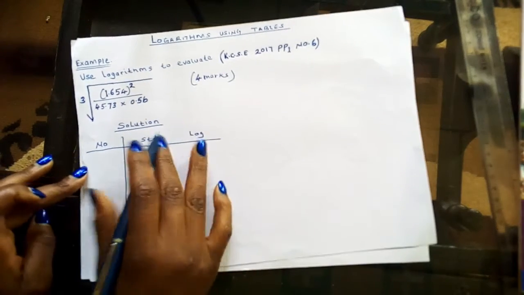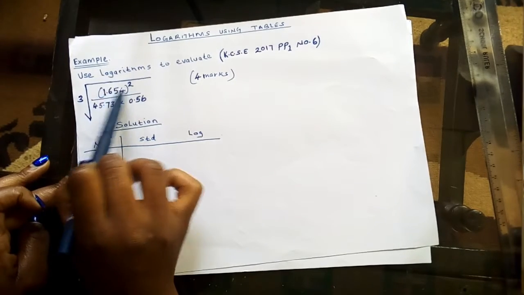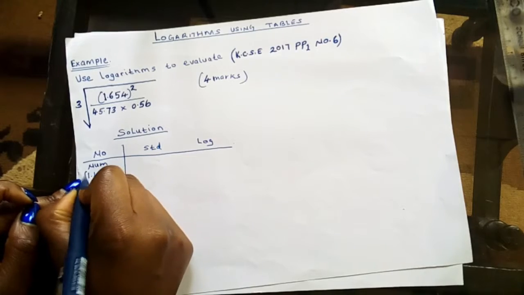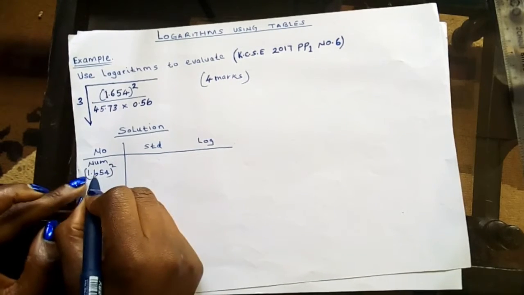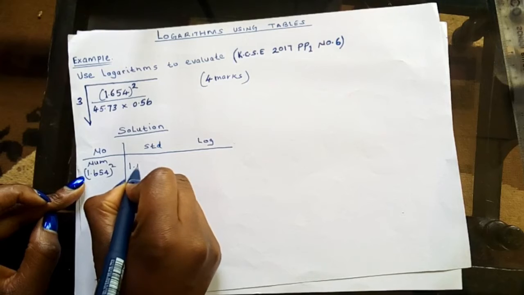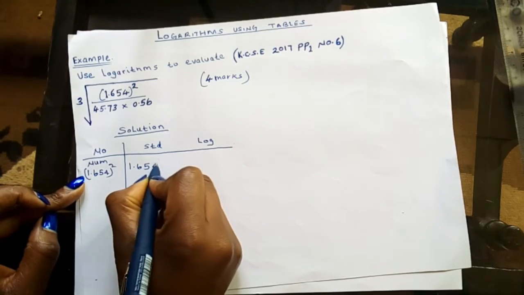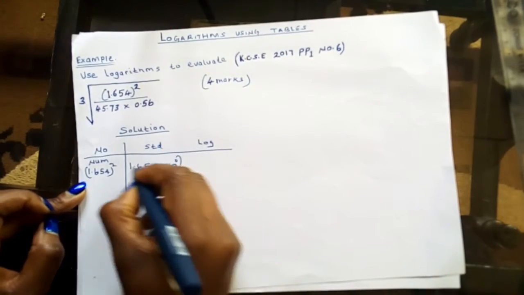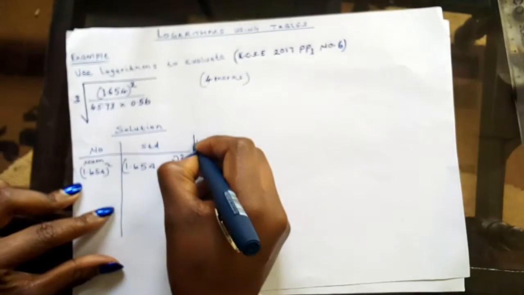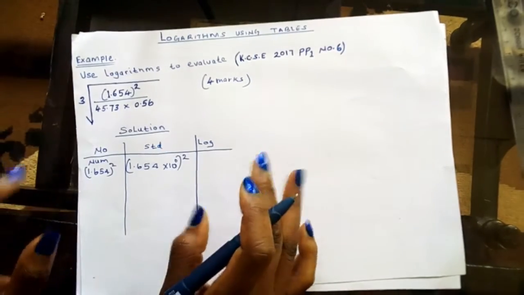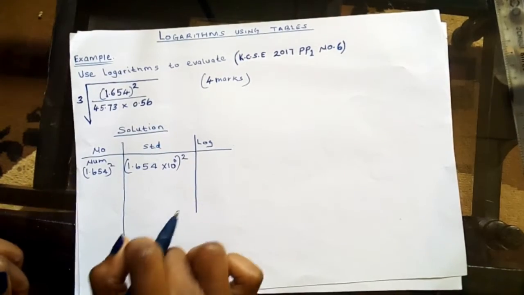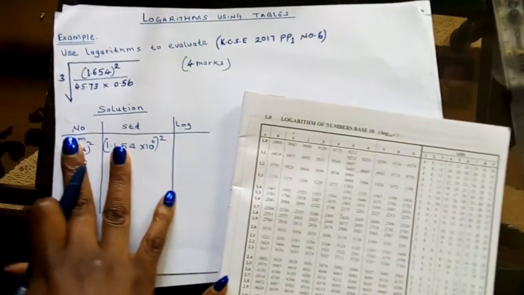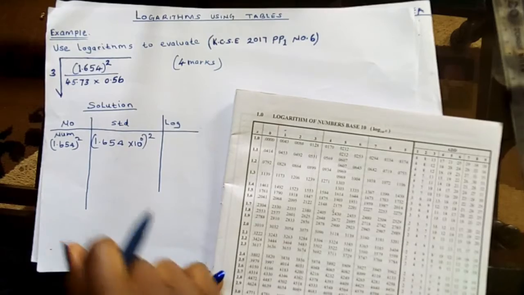I want to start with the numerator. This is now 1.654 squared. The standard form is 1.654 times 10 power 0, then we square, and now we find the log of this number. So we are going to use the logarithm to find the log of this number.